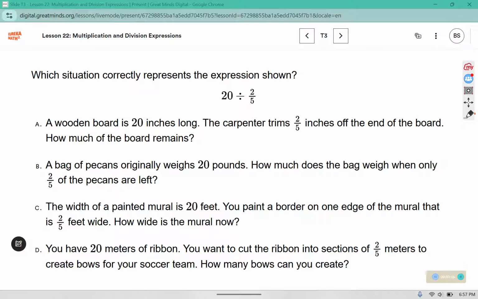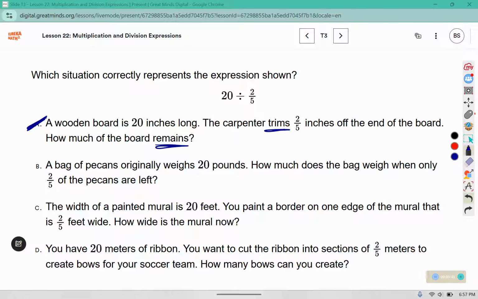Which situation correctly represents the expression shown? 20 divided by 2/5. A says a wooden board is 20 inches long. The carpenter trims 2/5 an inch off the end of the board. Trims would be a subtraction, how much of the board remains. So that would be 20 minus 2/5, not divided.